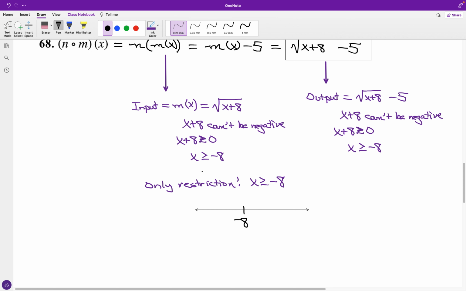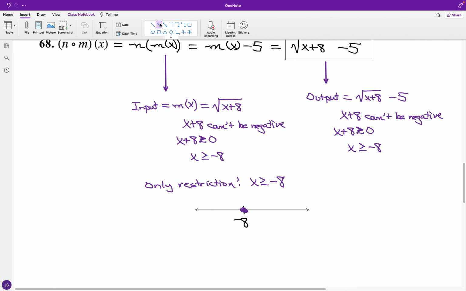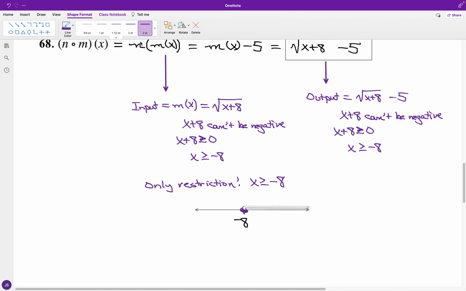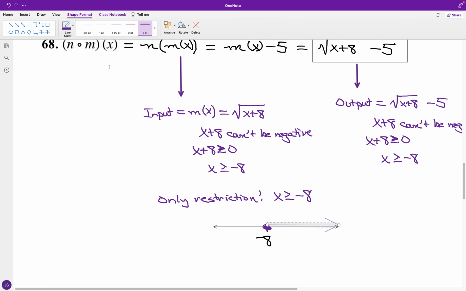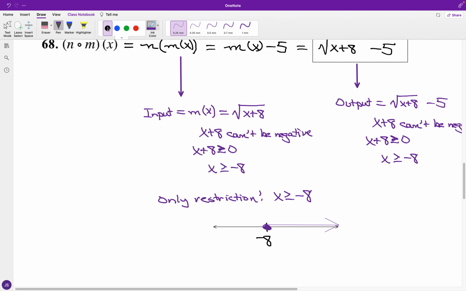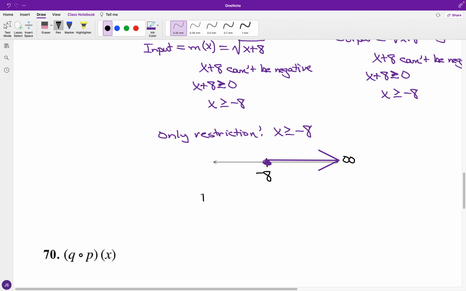So again, we have x is greater than or equal to -8. So -8 is going to be the included lower limit. Everything else will be greater than. So we have a ray that's going to go out to the right, going toward infinity. And so with the domain, -8 is included, and that's going to be bracketed. We have it going all the way out toward infinity.